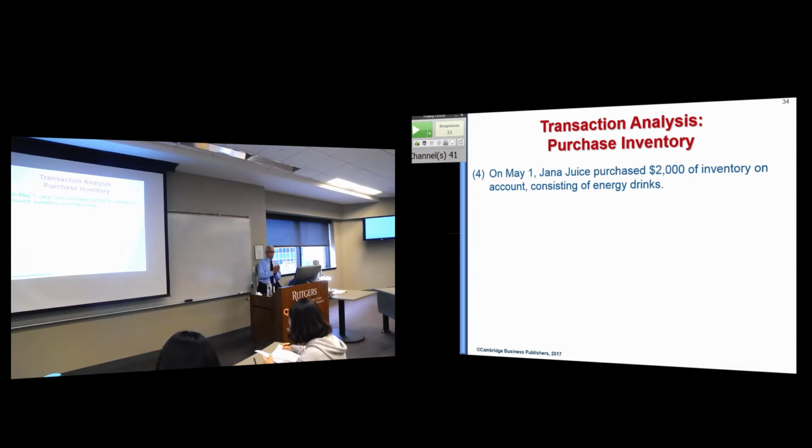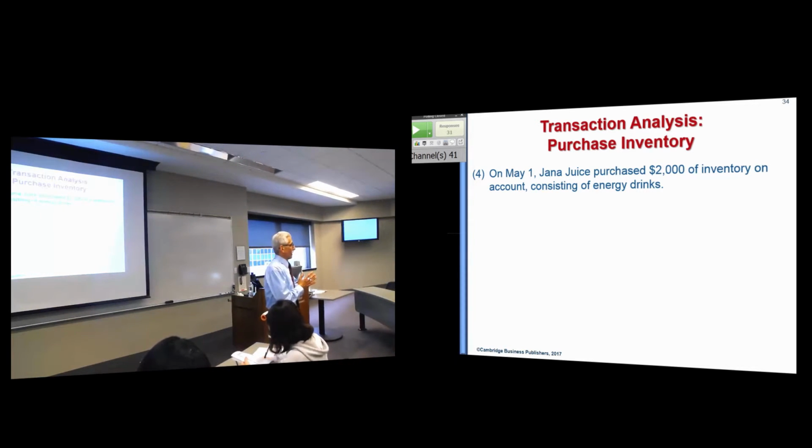We buy inventory on account. Now, people say on account of what? No, it's on account, meaning it's accounts payable. It's a liability. Inventory is accounts payable. Now, for the most part, inventory purchases will be paid through accounts payable. And this is an open line of credit. It's trade credit that you have.